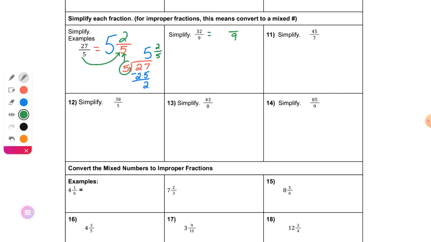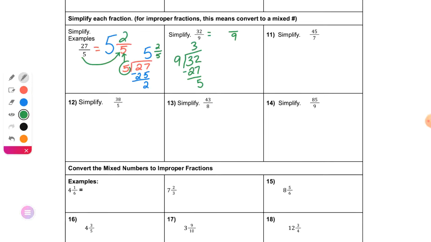Cam, what math problem do I need to do? Good job. 32 divided by 9. Aubrey, how many times does 9 go into 32? You could do 9 times 3. Okay, what is 9 times 3? 27. Good job. Then we subtract and we would get 5.